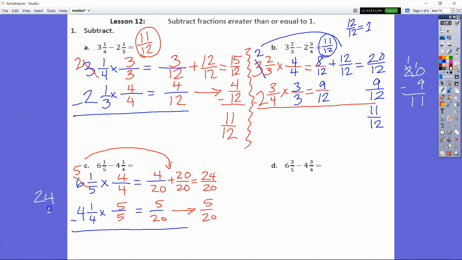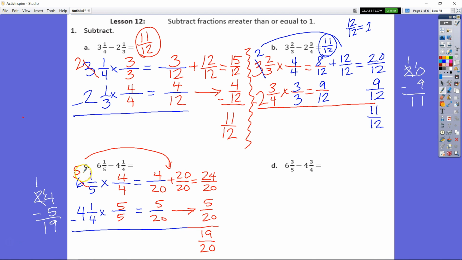24 minus 5. Cannot do 4 minus 5, so I have to regroup, similar to what we had to do here. We have just regrouping or decomposing, however you want to call it. We're going to take our 1 ten and regroup it as 10 ones. Now 14 minus 5, I know that that's 9. Then I have 1 minus 0, I know that that's 1. I have 19 twentieths. Are we finished?